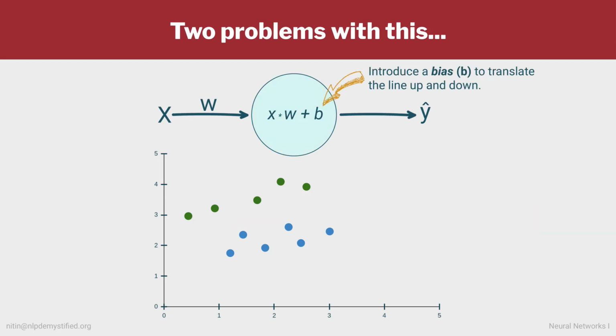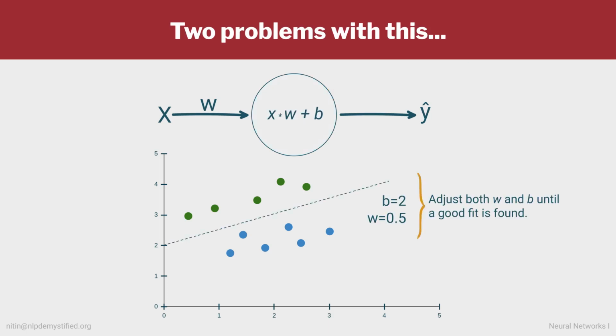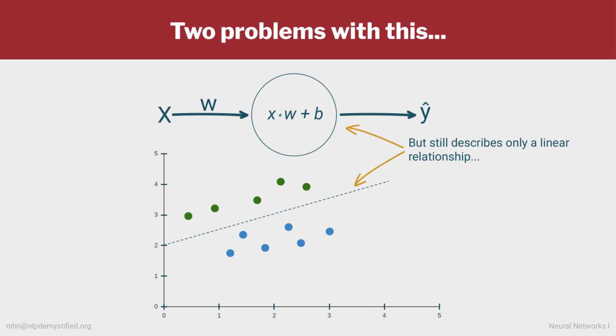The standard way to get past this is to introduce a bias, symbolized by b here, which allows us to translate the line up and down the y-axis. The function then would be tasked to learn values for both w and b until a good fit is found, which makes a clean separation now possible. The other issue is that this function can still describe only linear relationships.